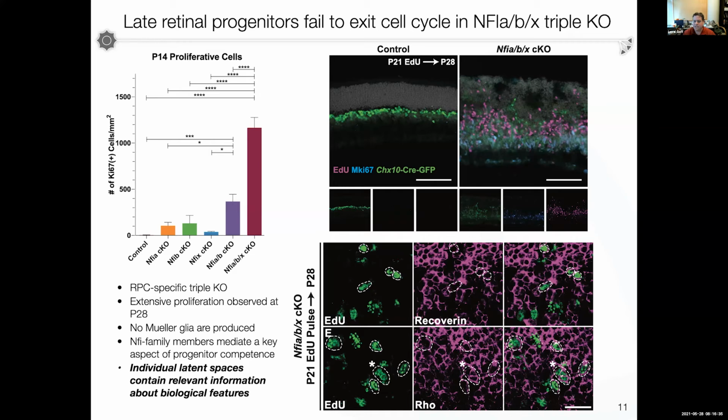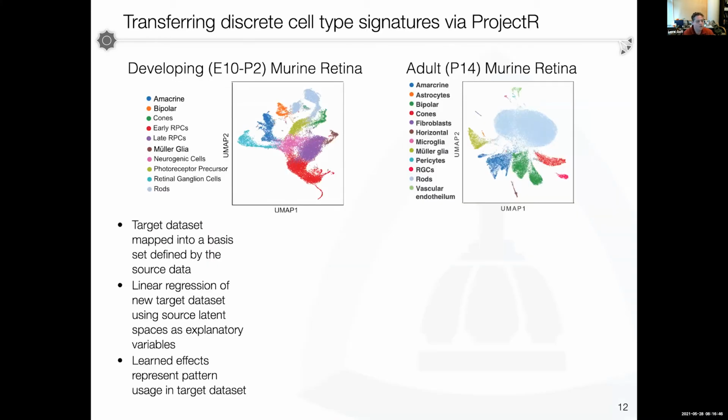We also have 80 of these features that we need to explore, and we wanted to see what is the utility of these, or what is the value of these individual latent spaces in other cellular contexts. So we started to think about how we might use these individual latent spaces, and we developed a tool called Project R that basically takes a new target data set and performs a change of basis using a multiple linear regression to embed those new cells into the latent spaces defined by the source data set.